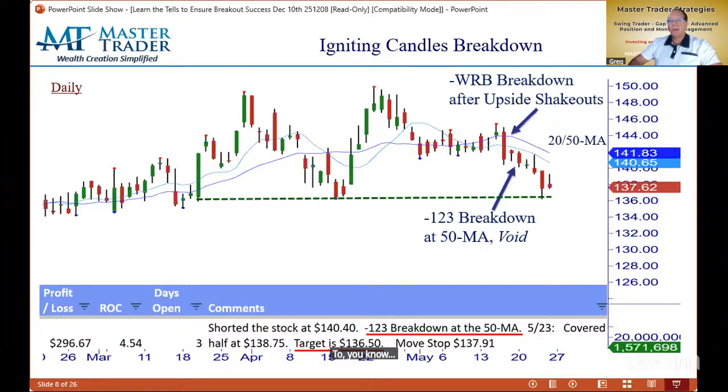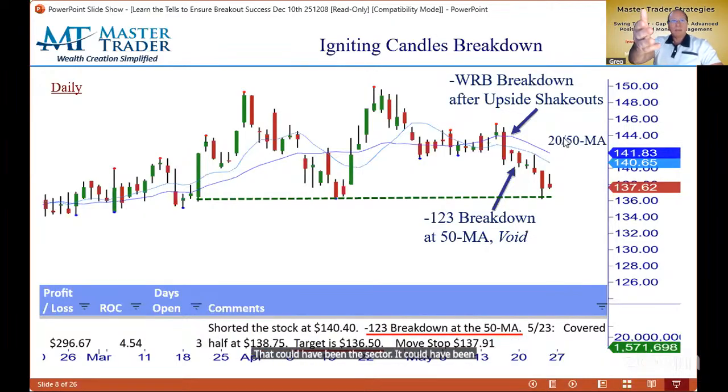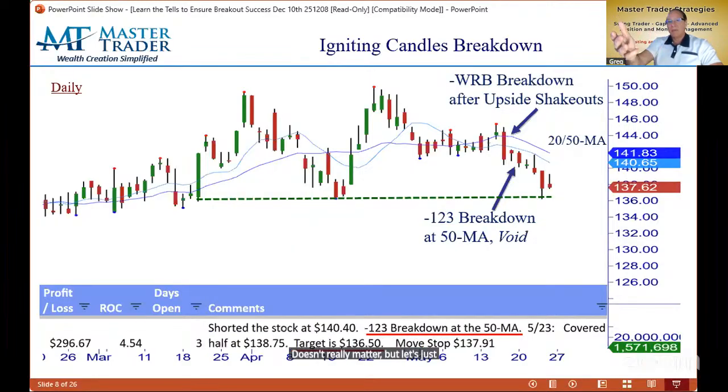That's something that you would have done analysis of in the moment. It could have been a sector. It could have been, hey, I don't know what that stock is, doesn't really matter. But let's just say it was a semiconductor and the semiconductor index just ran up and now all of a sudden this thing's breaking out.